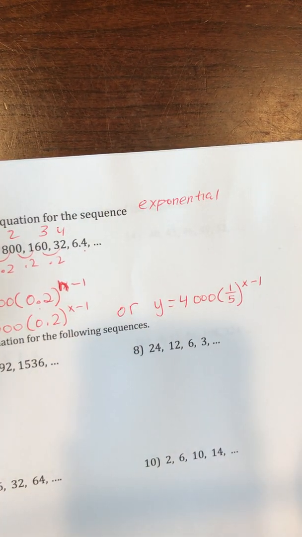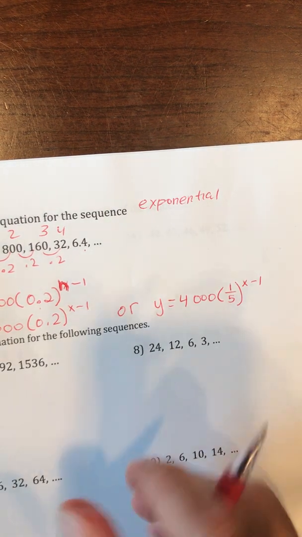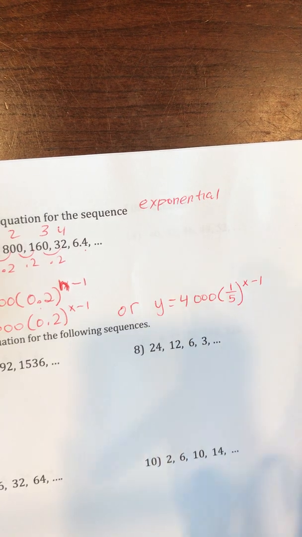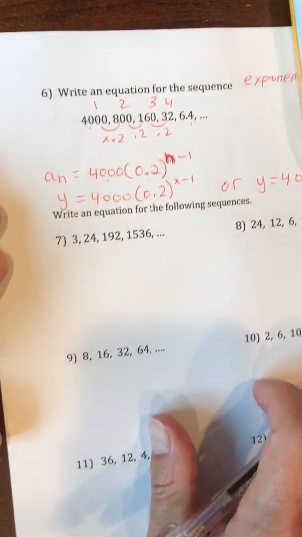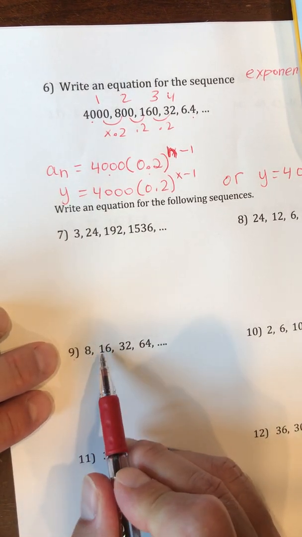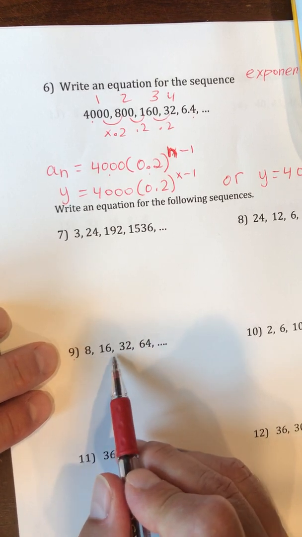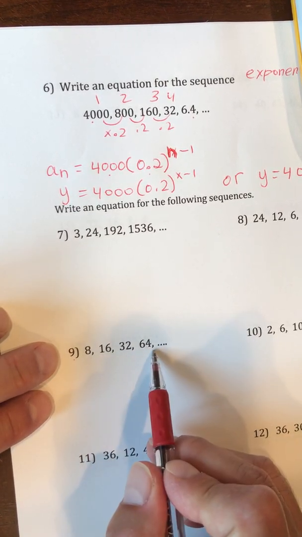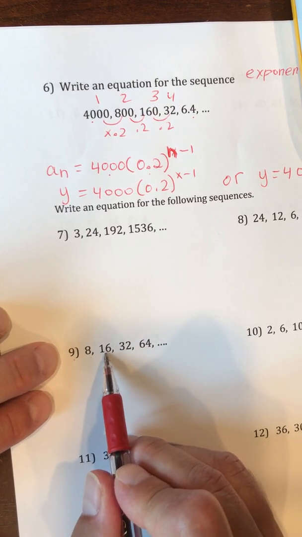I'm going to have you try some of these. I just want to point out that some of them are linear and some of them are exponential, so you have to check. For example, let me do a couple more of these, and then you can try the rest. If I look at number 9, it's going from 8 to 16 to 32 to 64. We're trying to figure out how we're getting from one to the next. If I was adding, 8 plus 8 would be 16.